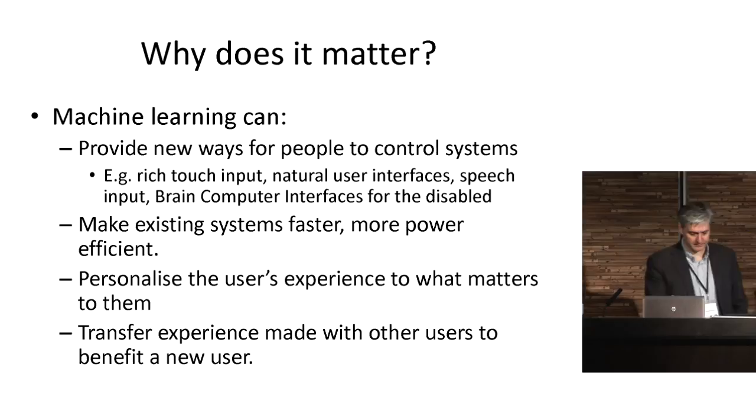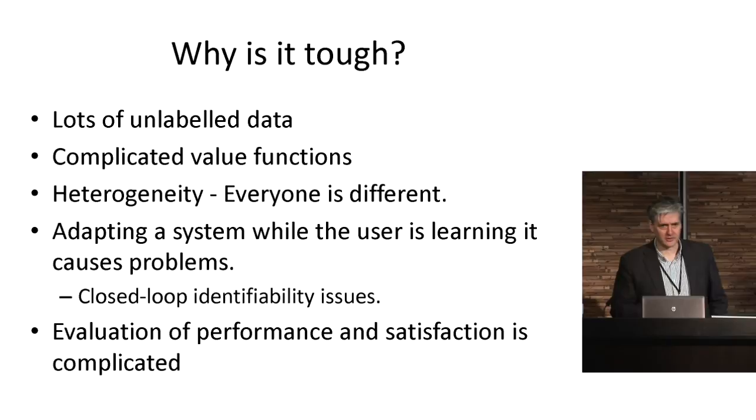Why is it difficult for machine learners? Well, there's lots of unlabeled data. We've got complicated value functions. So if you think about human beings, they're not just simple quadratic cost functions. They've got very complicated preference structures. You've got this heterogeneity. Everybody's different.